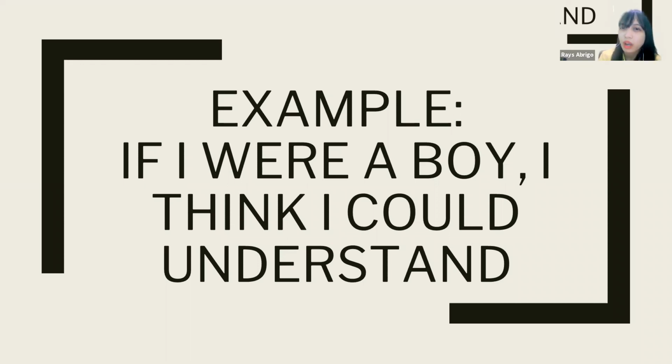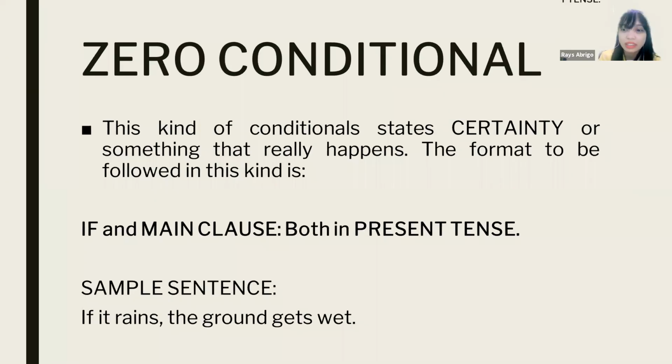There are four types of conditional sentences. We call the first one the zero conditional sentence, or the zero conditional type. This type states certainty or something that really happens. We use the zero conditional whenever we are stating some condition that is absolutely true, something that really happens in real life.